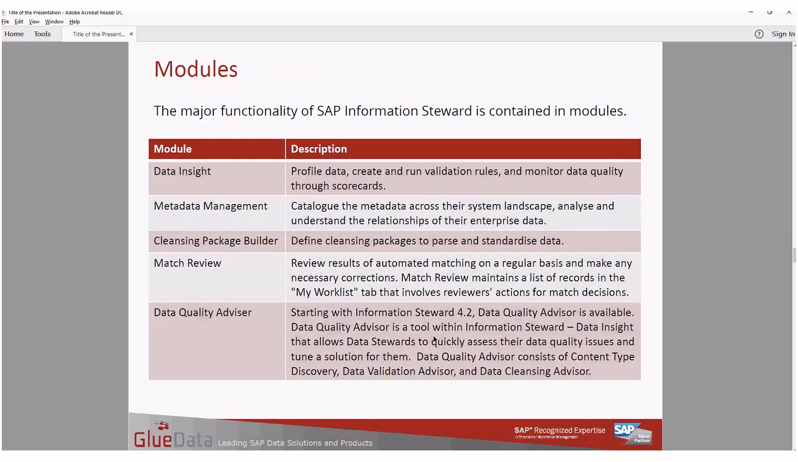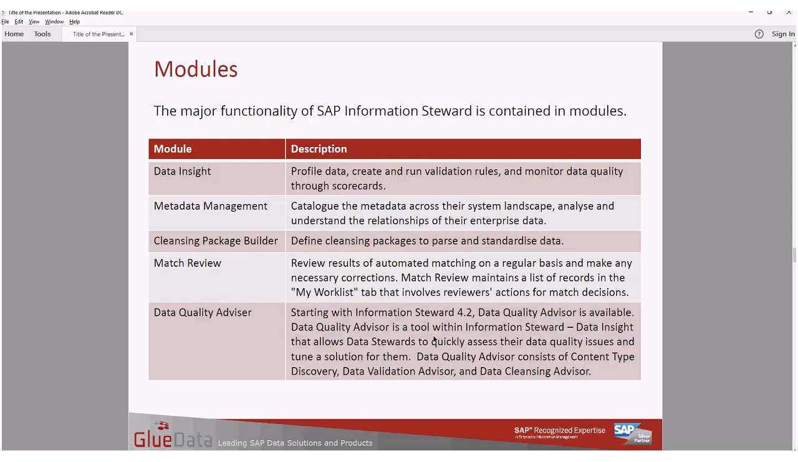Okay, so Information Steward is basically contained in these modules. We have the Data Insight module. That is probably the most widely used module, and it's the one that provides all your profiling and validation functionality. You build your scorecards, your rules, and everything inside Data Insight. Metadata management, I mentioned a little bit earlier. You are basically capturing the structures and the nature of your data across systems, and then you can build the relationships within that and do your data lineage and data impact assessments, etc.